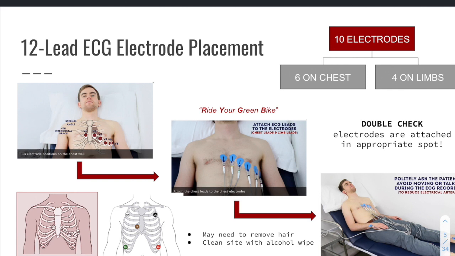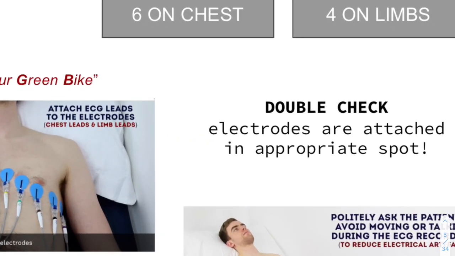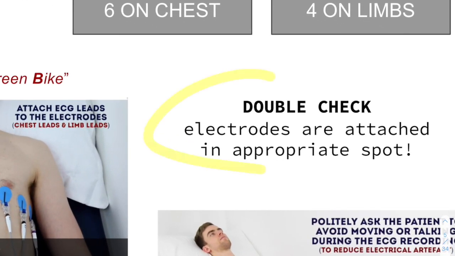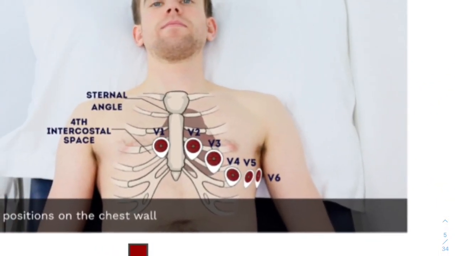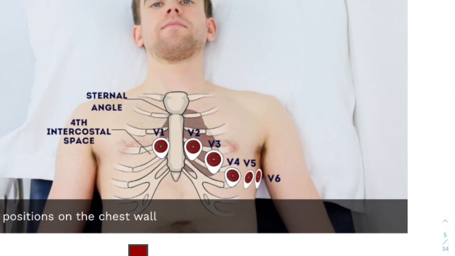So for our 6 chest leads, the other thing we want to make sure is that our leads are in the right spot, because this is really giving us a picture of what's going on with electrical activity in the heart. For your 6 leads, here's an example, and you even have a little surface model to go off. Your V1 through V6 are attached as follows. V1 is in the 4th intercostal space to the right of the sternal edge. V2 is correspondingly the 4th intercostal space on the left sternal edge.